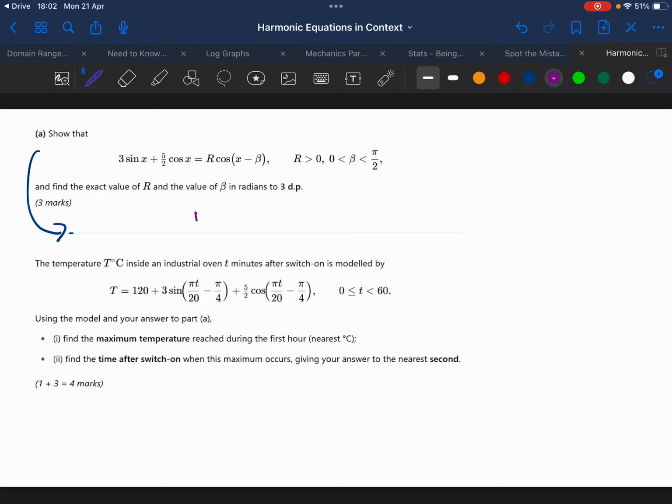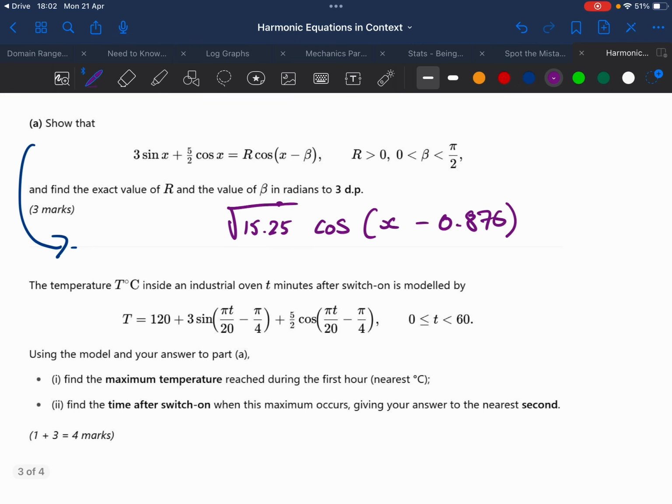So jumping ahead slightly, our R value that we get will be a little bit more awkward this time. It's the equivalent of the root of 15.25, or however you want to write that, cos x, and we've got beta instead of alpha, and this is 0.876, I believe. Then what are we meant to do? We're meant to notice that this part here is the same as this part. This is the new bit.